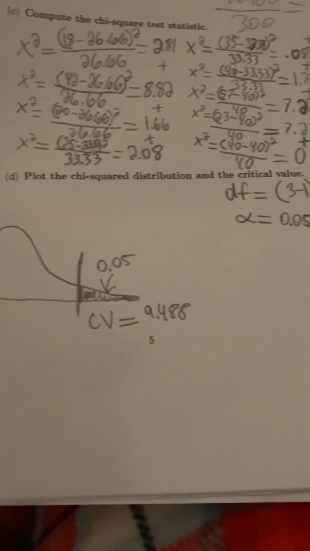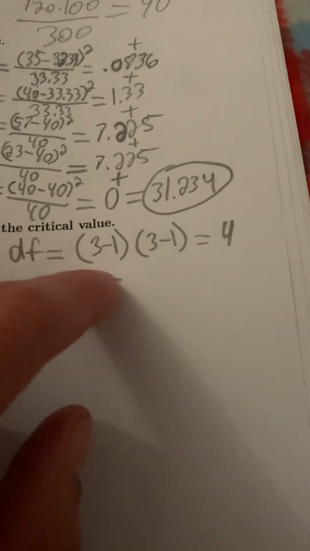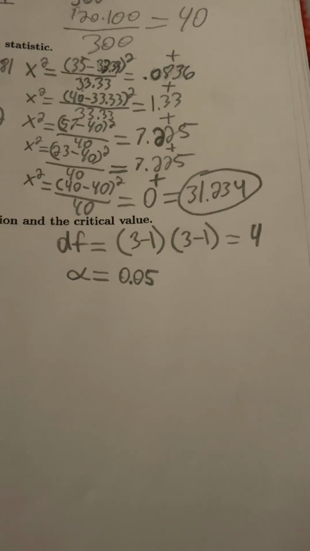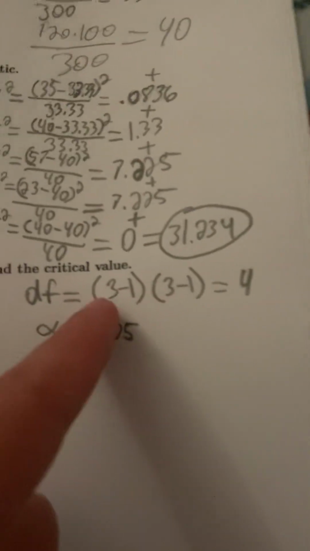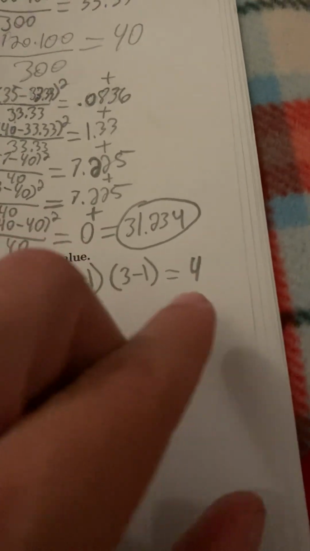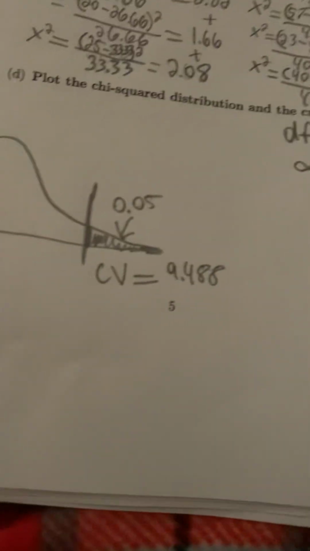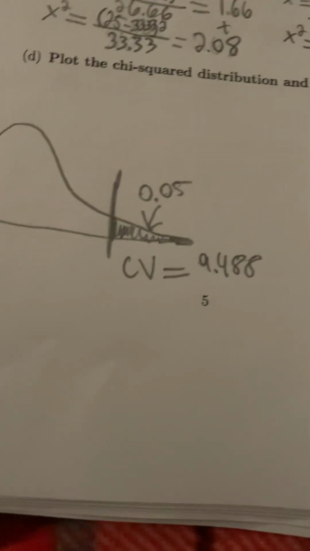And then it says plot the chi-square distribution and the critical value. So for this one, you're going to use a different formula. There are 3 columns, so 3 minus 1 and 3 minus 1 times each other, which is 2 and 2, and 2 times 2 equals 4. And this significance level was 0.05. So if you look at your chart at 4 and 0.05, you'll get 9.488. And that's the critical value.